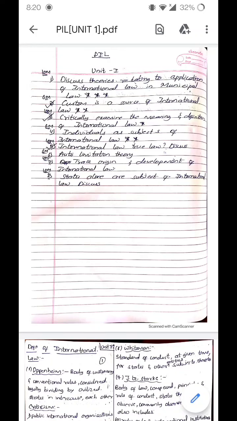Public International Law, PIL, Unit 1. So these are the important questions in PIL. We will see one by one.